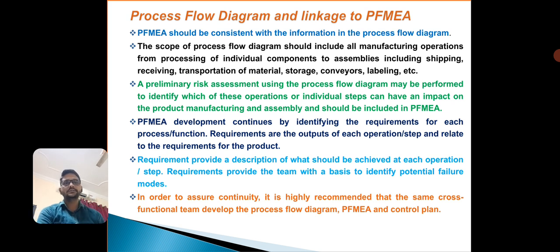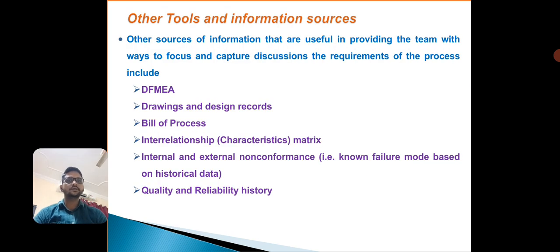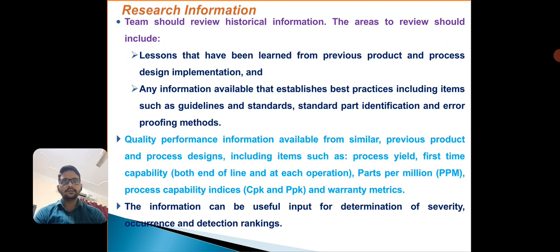It means the same cross-functional team develops the PFD, PFMEA and control plan. Next is other tools and information sources, that is DFMEA, drawings and design records, bill of process, interrelationship matrix, and internal and external non-conformance, quality and reliability data. Next is research information. The team should review the historical information.